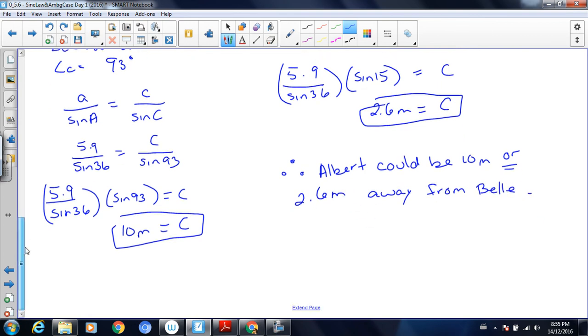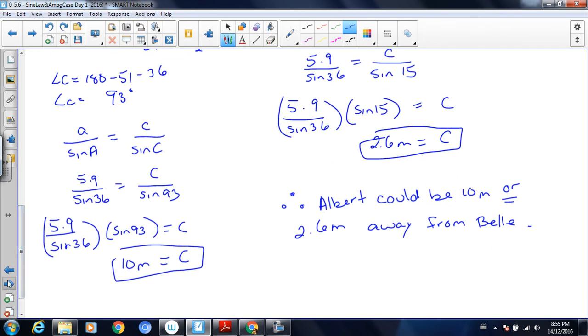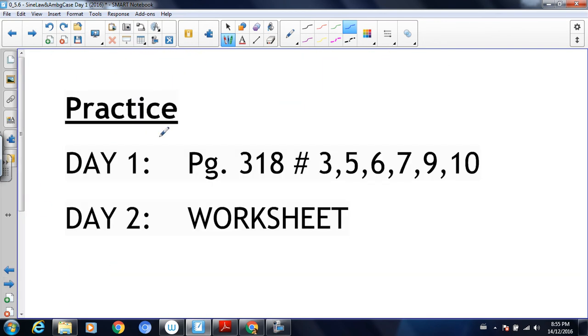Okay? Now for homework, this is it for the lesson. I know it was quite a long lesson. For homework, this is all one day. You are to do all this homework plus the worksheet. Take your time. Some of it is just a matter of solving two triangles. Go through the word problems carefully.